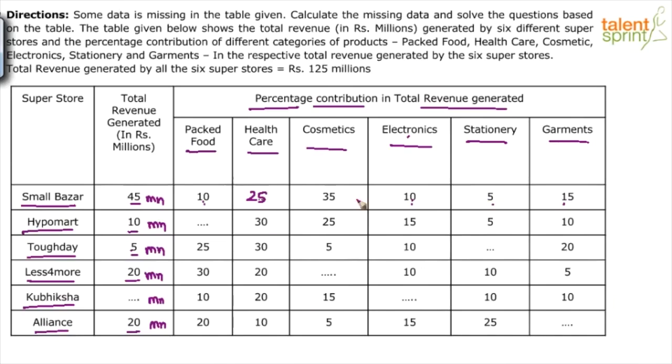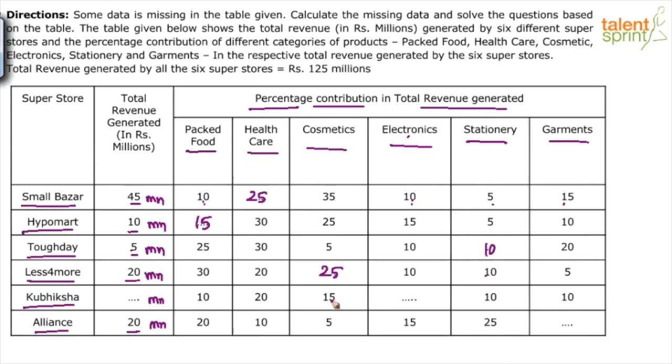Similarly, find out the missing values for remaining stores as well. Like this is second one. 30 plus 25, 55 plus 15 is 70, 70 plus 5, 75, 75 plus 10, 85. So this has to be 15, right? Third one, 25 plus 30 is 55 plus 5, 60 plus 10, 70 plus 20, 90. So remaining is 10. This is 30 plus 20, 50, 50 plus 10, 60 plus 10, 70 plus 5, 75. So this has to be 25.